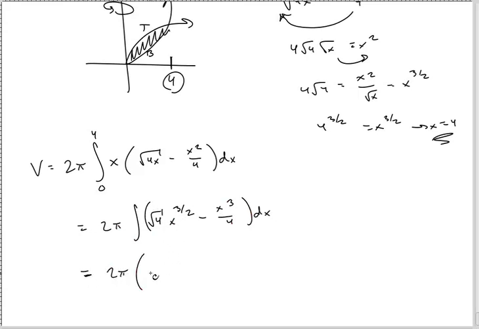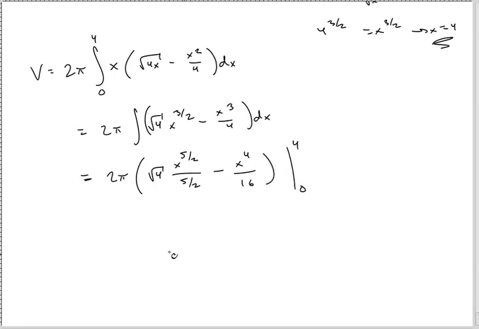And I'm going to add 1 to the power. Divide by the new power. Add 1 to the power. Divide by the new power. Actually, it's a 16, sorry. From 0 to 4. Of course, the 0 is going to cancel everything.